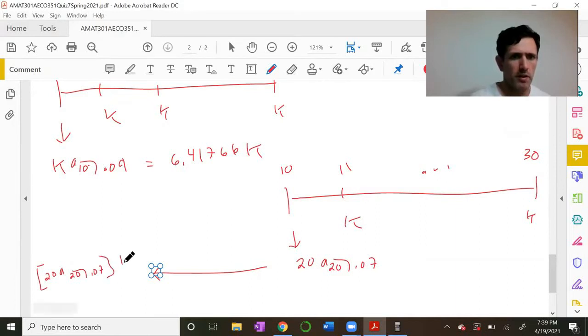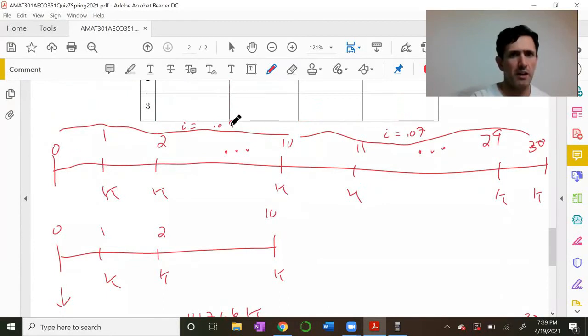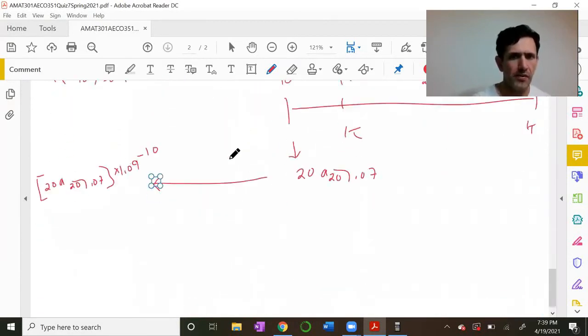20.07 times 1.09 to the minus 10, because we have to discount this by 10 years under 9% interest. And this becomes, I don't know why I put a 20 here, it's just a K. Sorry about that, that's very strange. Glad I caught it. So this is going to be 4.47503.